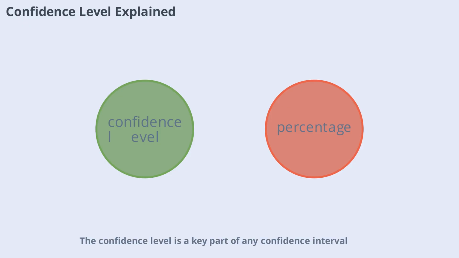Confidence level is a key part of any confidence interval. It's usually expressed as a percentage, like 95%. This means that if you repeated your sampling process many times, about 95% of the calculated intervals would contain the true population value. The higher the confidence level, the wider the interval. It's a balance between being precise and being sure. Choosing the right confidence level depends on how much certainty you need for your conclusion.